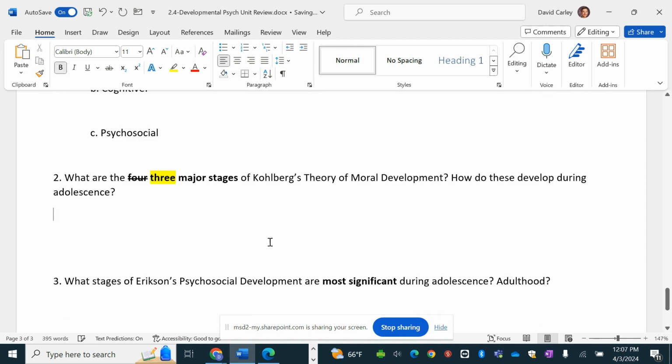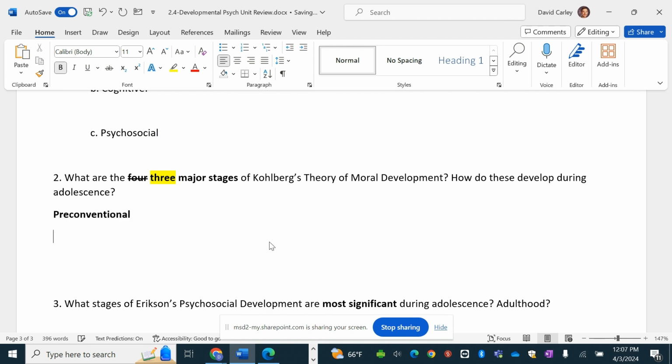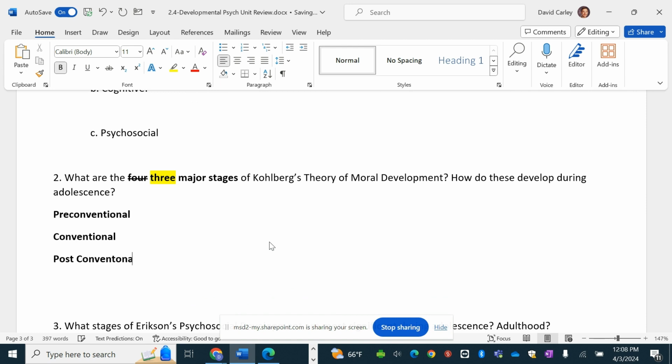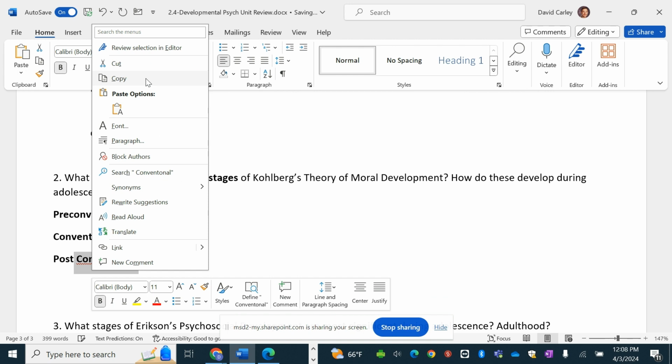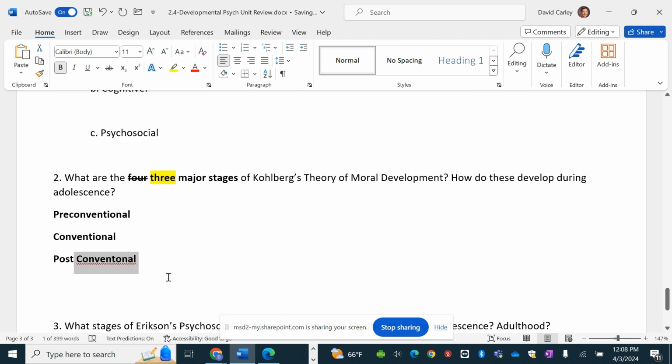The three stages are pre-conventional, conventional, post-conventional. The best way to remember these is, conventional, that doesn't fit. Good singing. Okay, anyway. How these develop during adolescence.